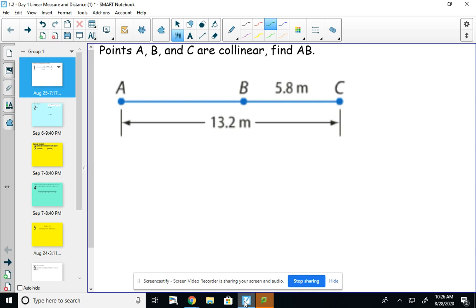All right, this is section 1.2, day 1. Today we're focusing on linear measure, so the measure or the length of a line. And tomorrow we're going to be talking about the distance formula.